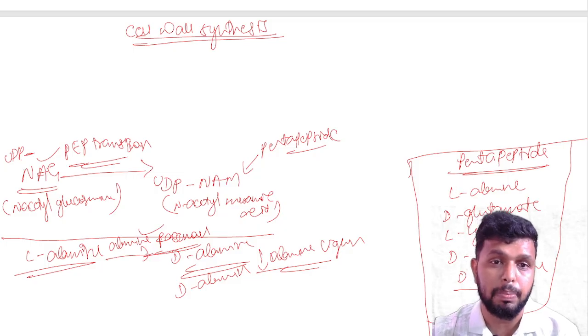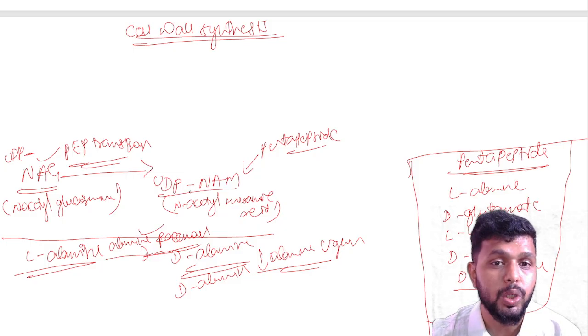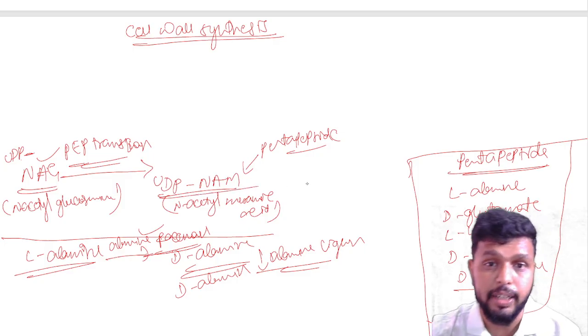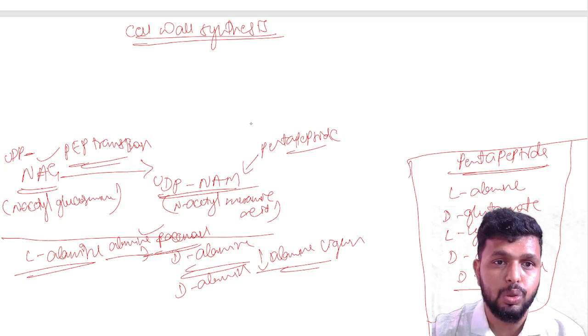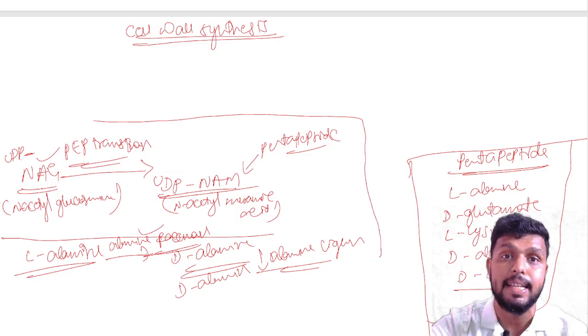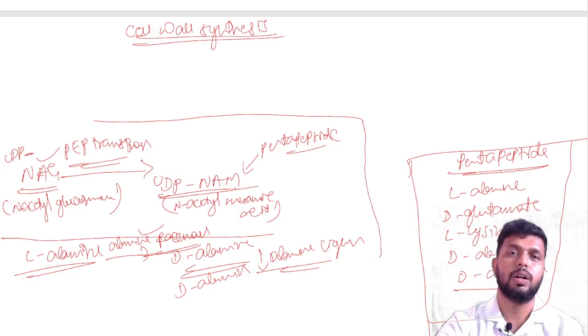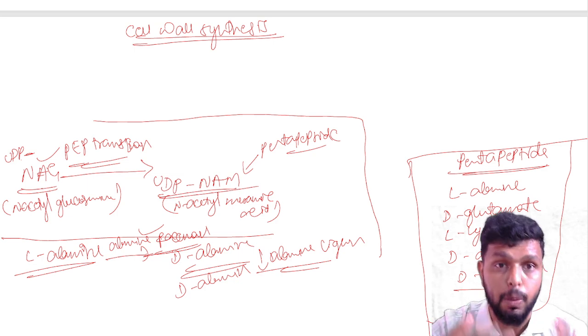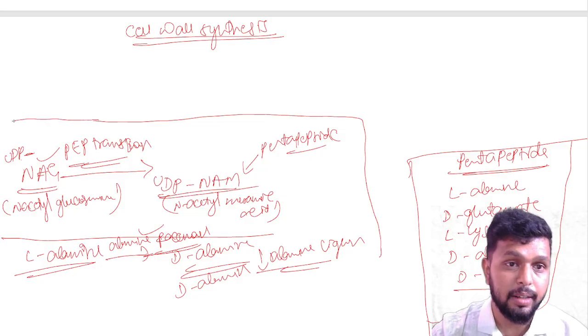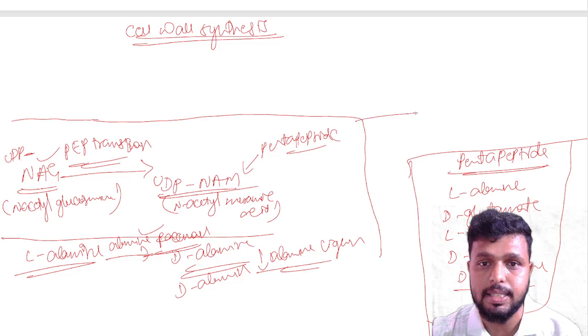So this pentapeptide chain will come and attach to the UDP N-acetyl muramic acid. All this process occurs inside the cytoplasm, inside the bacterial cell. But now, consider this is a cell membrane.